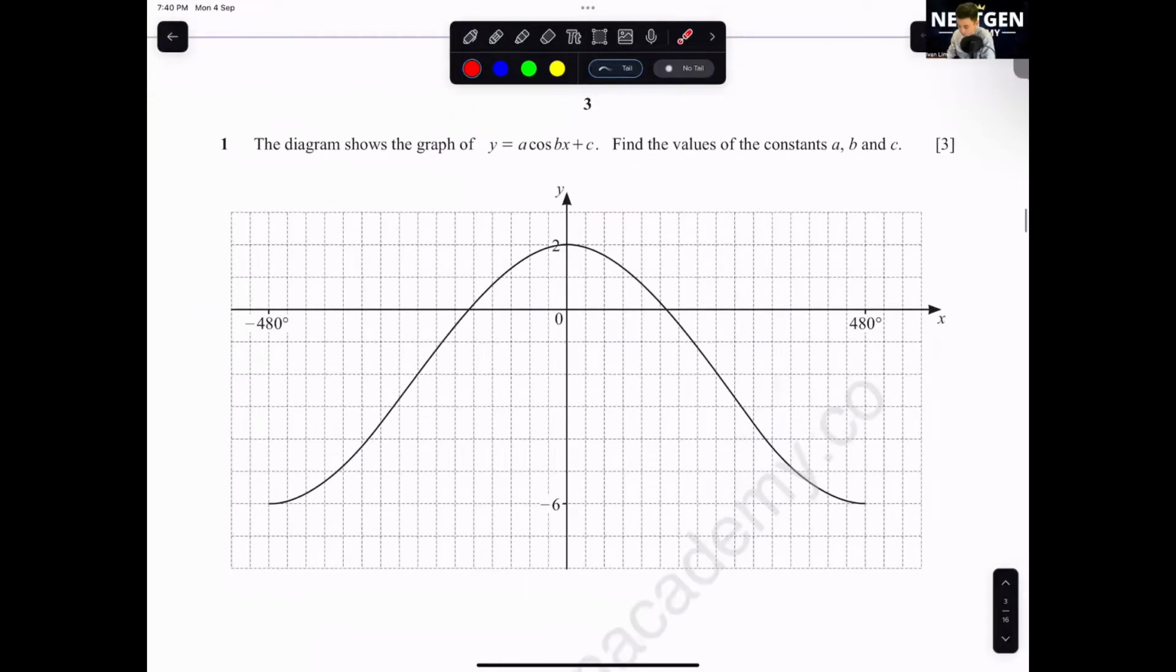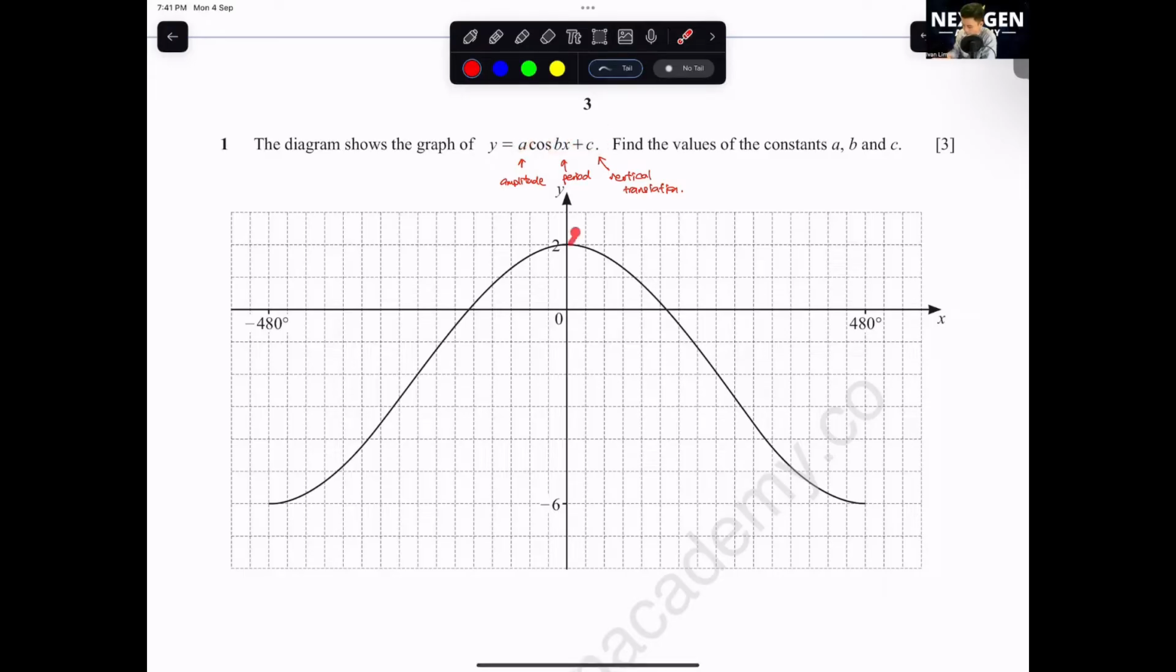Okay, first one, easy. The diagram shows the graph of y equals a cos bx plus c. Find the values of the constants a, b, and c. Okay, how do I find a, b, and c? We need to know a, which affects the amplitude, b, the period, and c, the vertical translation. What I will do first is find the middle point. I draw a line in the middle so I can easily find my a, b, and c.